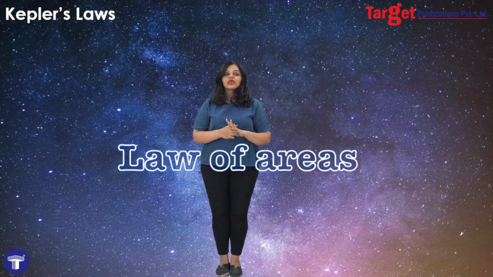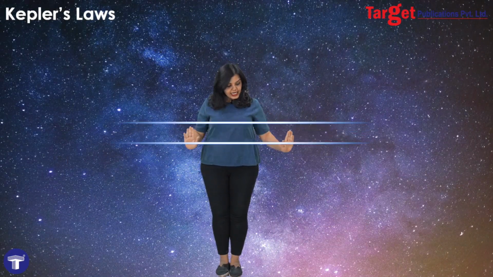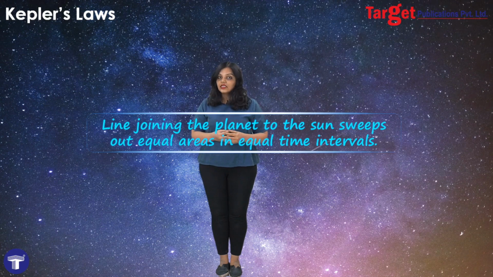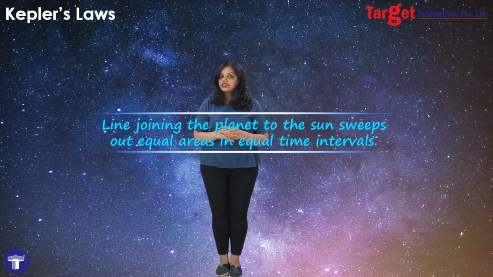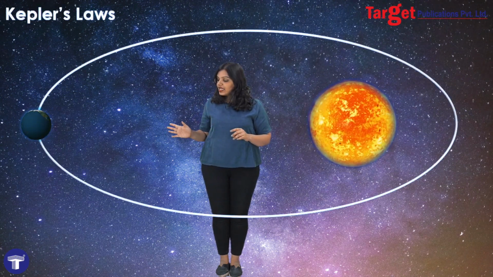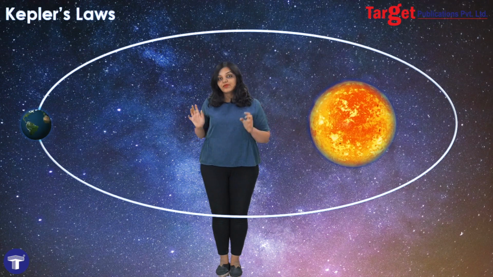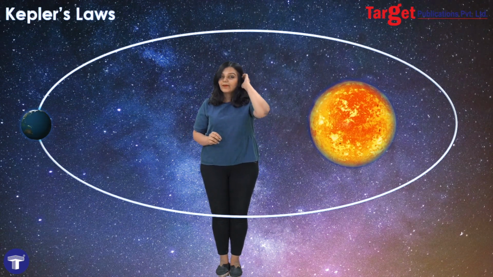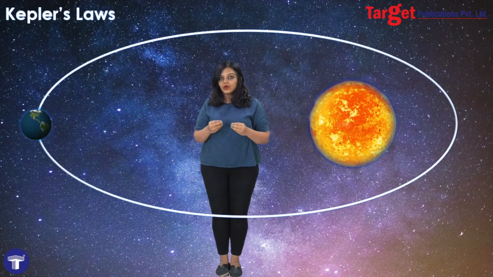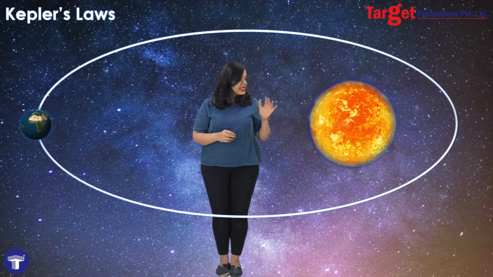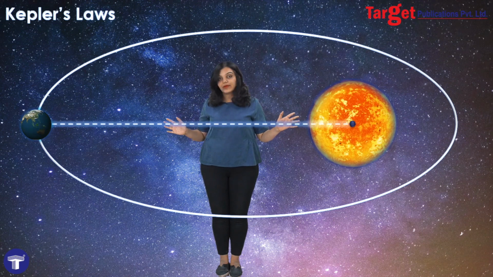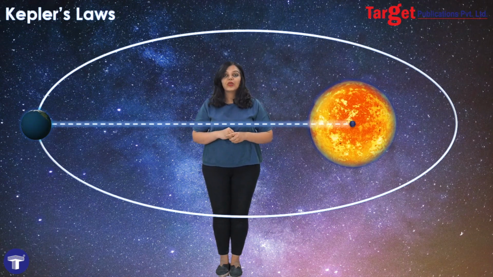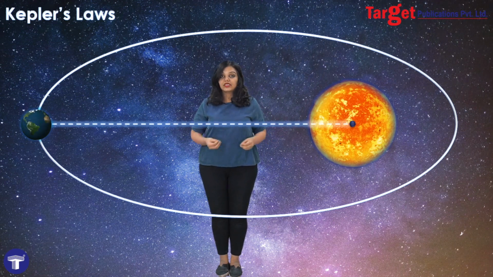Kepler's second law basically says that the line joining the planet with the Sun sweeps out equal areas in equal intervals of time. To understand this, let's take a look at a diagram where we have a planet and the Sun, and this planet is revolving around the Sun in an elliptical orbit. And Kepler's second law is saying that this line, which is basically the line joining the Sun's center and that of the planet, is going to sweep out equal areas in equal time intervals.